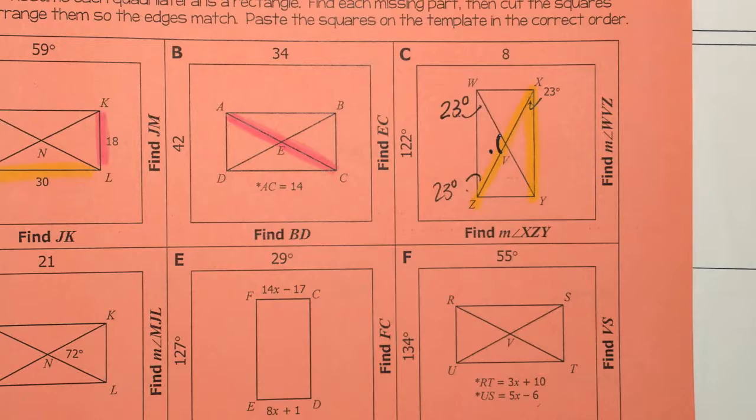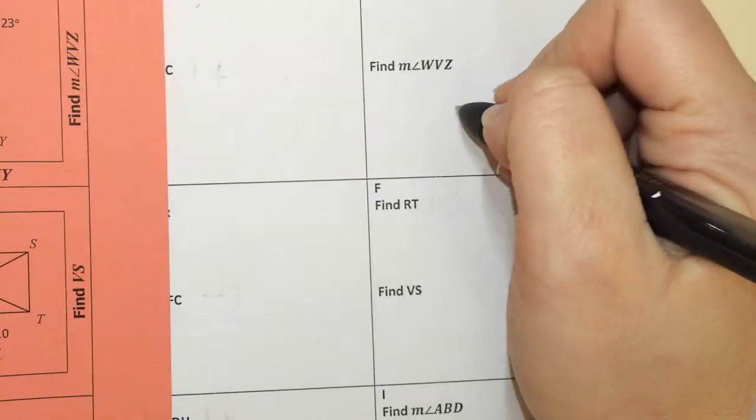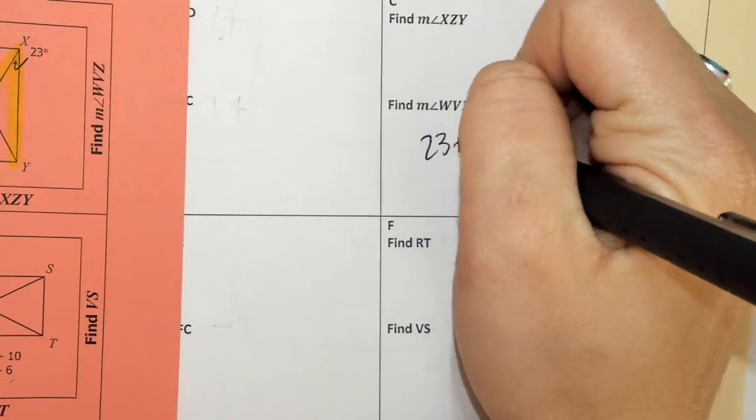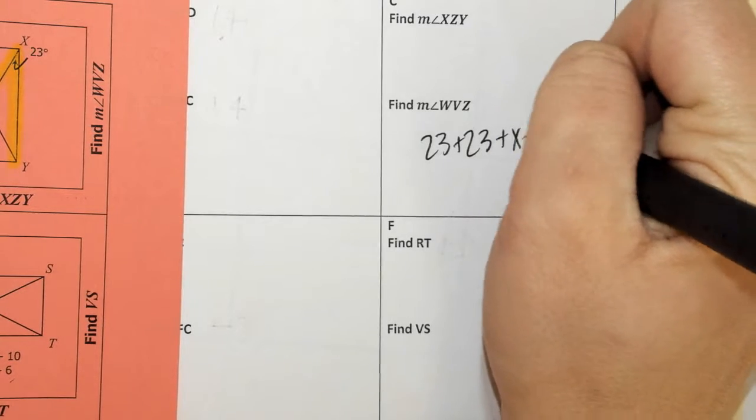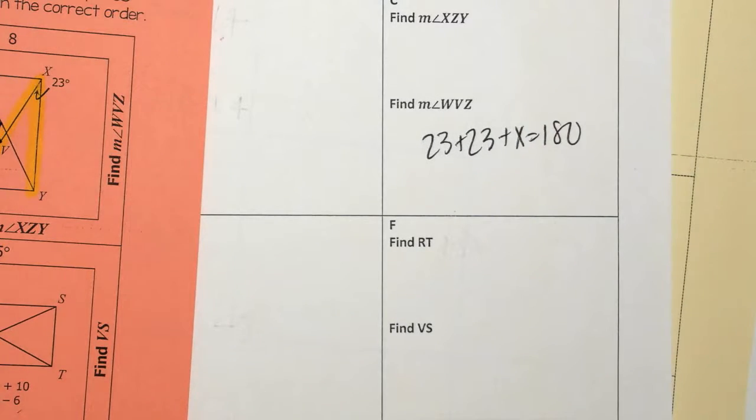Make sure you do that. That's for this part right here. So right here, we should have 23 plus 23 plus X equals 180. If you need to fix it, fix it.